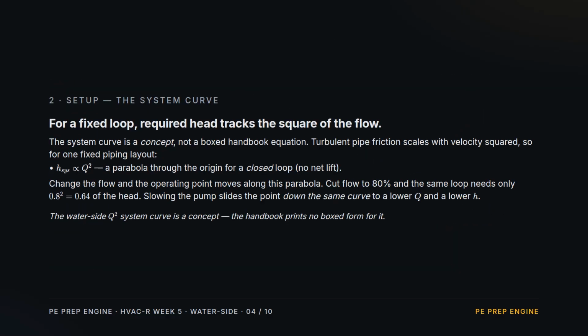Setup. The system curve. This one is a concept, not a boxed handbook equation. Turbulent pipe friction scales with velocity squared, so for one fixed layout, the required head tracks flow squared, a parabola through the origin, for a closed loop with no net lift. Change the flow, and the operating point moves along that parabola. Cut flow to 80%, and the same loop needs only 64% of the head. Slowing the pump slides the point down the same curve, to a lower flow and a lower head.